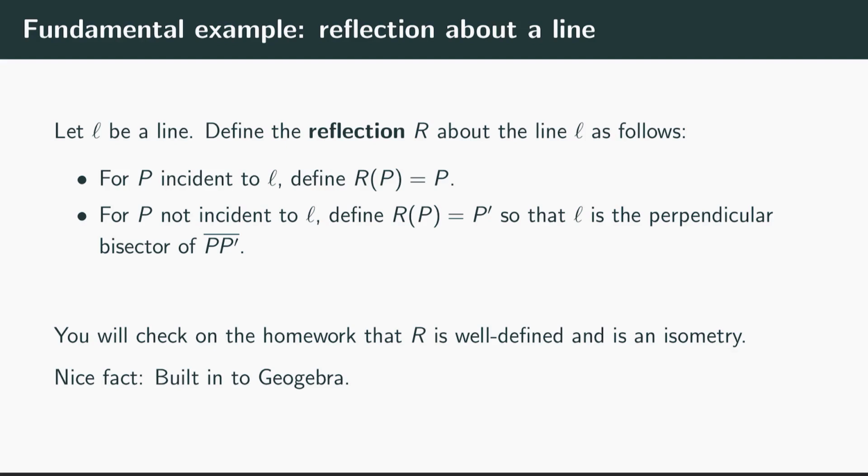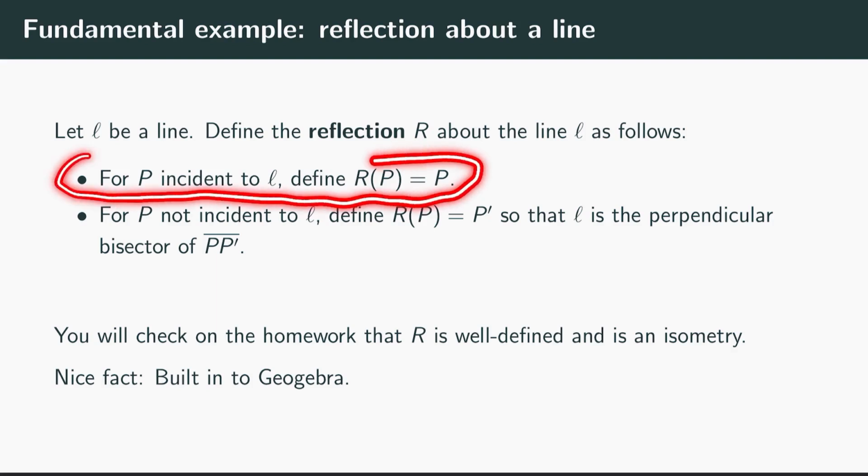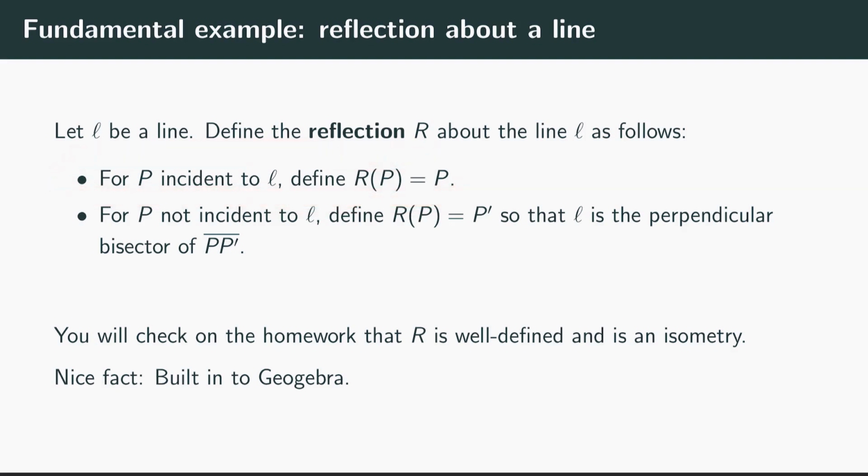Let's introduce a very important example of a transformation of an isometry, which is something called reflection about a line or reflection across a line. So we let L be a line, and we're going to define a transformation R, that's the reflection about the line L, where we say that if the point is incident to L, it doesn't move. If the point is not incident to the line, then we're going to construct a point P prime so that L is the perpendicular bisector of PP prime.